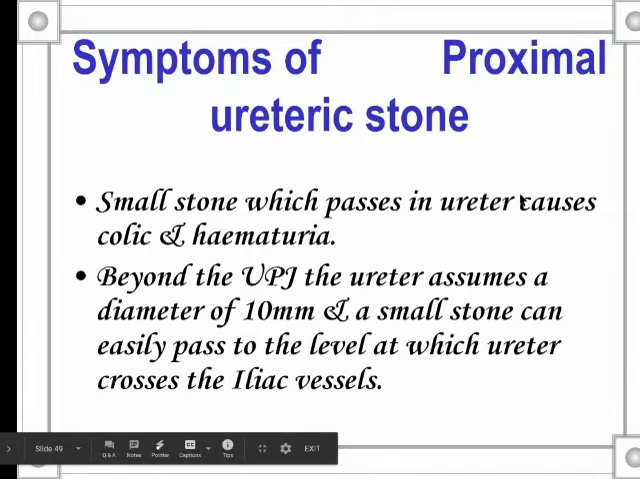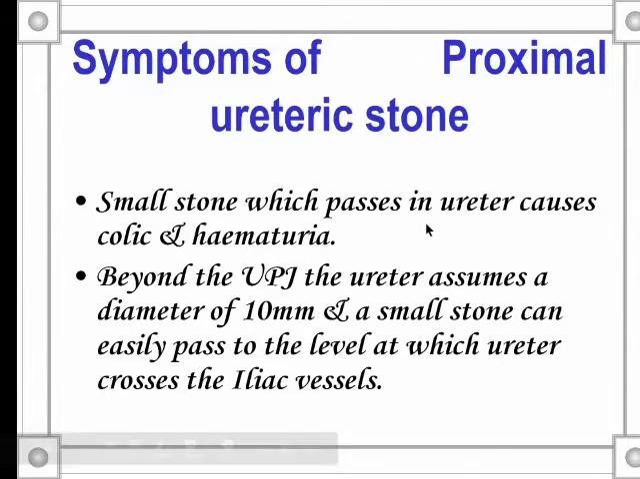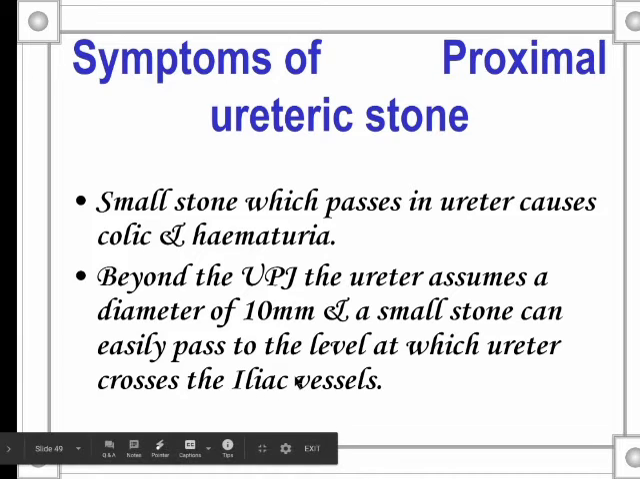Small stones may pass down the ureter, and depending upon where they have gone, with each peristalsis they will have ureteric colic and may manifest with hematuria. The size of the ureter varies from where the stone is impacted. Beyond the upper part of the UPJ, it is about 10 millimeter in diameter. So a small stone can easily pass to the level where the ureter crosses the iliac vessels. So the second station will block at this level.